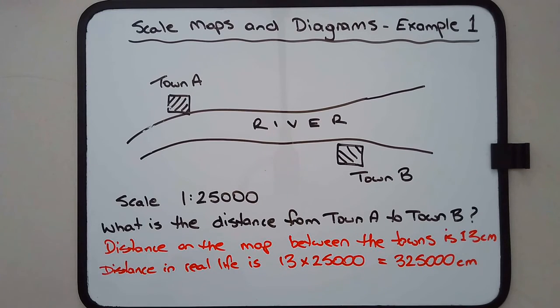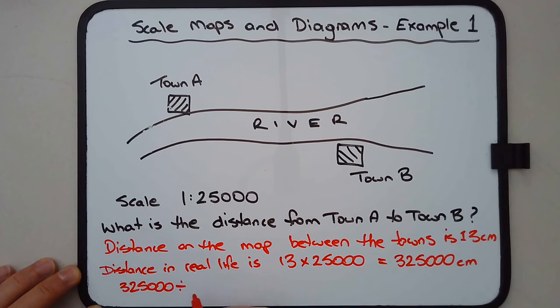So we need to change the unit to something that's a bit more realistic. So generally when we're talking about distances on maps, especially between towns or cities, we generally tend to use kilometres. So converting 325,000 centimetres into kilometres, first of all, let's convert it into metres.